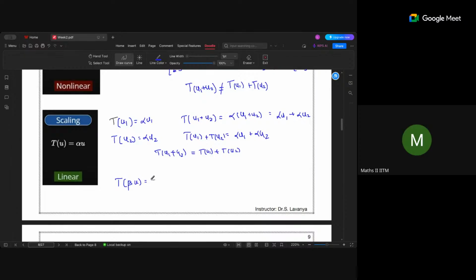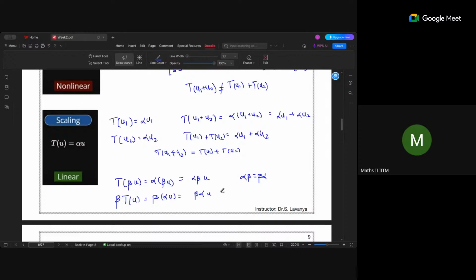What is T of beta u? It is alpha times T of beta u. Again, this was one of the distributive properties in your vector spaces, if you remember. So this can be written as alpha beta times u, right? Now what is beta times T of u? It is beta times alpha u. So this is beta alpha into u. So alpha beta is equal to beta alpha, right? They are just real numbers, so you can see that they are the same.